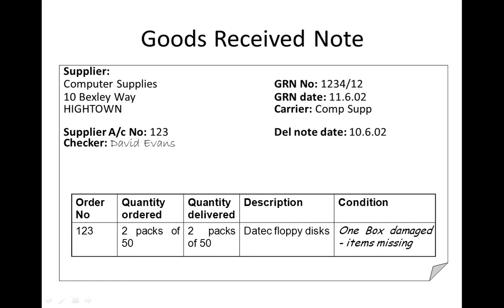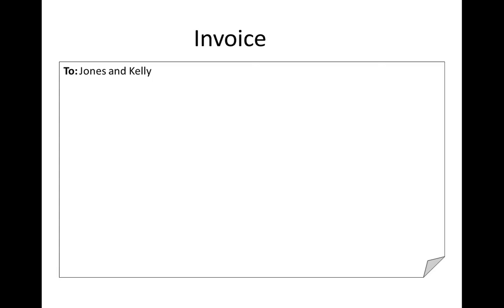And then a supplier could act on that, okay, and we'll look at the actions that they might need to take. Okay, so goods have been ordered, goods have been delivered. So we've had a purchase order, a delivery note, and a goods received note, which tells the supplier what they've received. But we now need the supplier to ask the customer for payment, and they do that through an invoice.